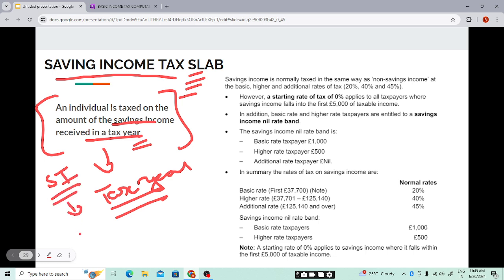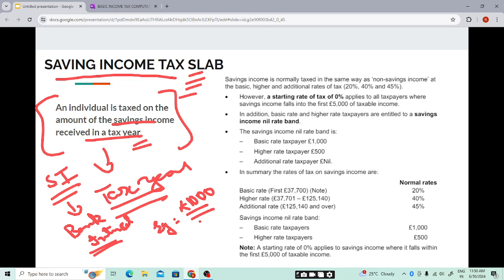What are the types of saving income? Bank interest and building society interest are the types of saving income. So, bank interest: when the bank pays you the amount. For example, you had bank interest of 1,000 pounds from the previous year, but the bank did not pay you in the previous year. In the current year the bank is paying you, so this will be taxed in the current year.